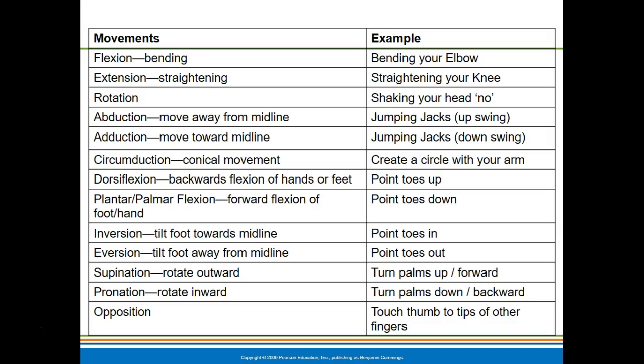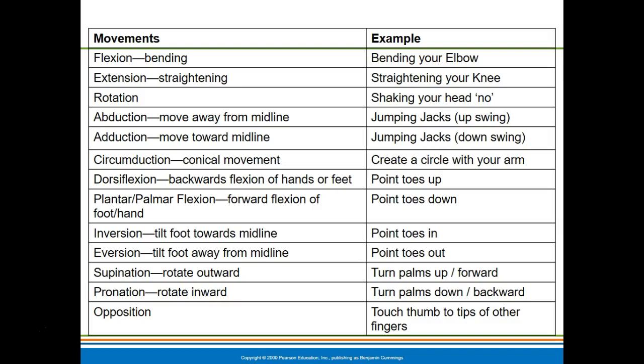Circumduction is like a conical movement, so typically around a ball and socket joint. So you can think about the ball and socket joint being like the point of the cone, and then the circular movement from there, like circling your arms. Dorsiflexion is the backward flexion of hands or feet, like when you point your toes up or flex your fingers up. Plantar flexion or palmar flexion are going to be the flexion of the hand or foot downward, so pointing your toes down or pointing your fingers down.